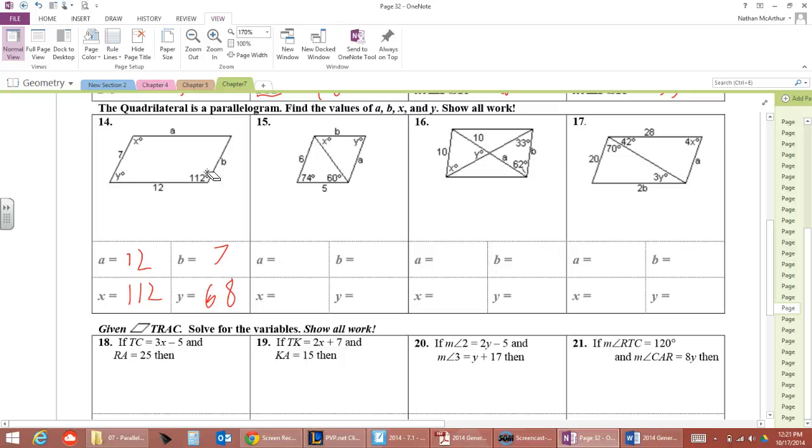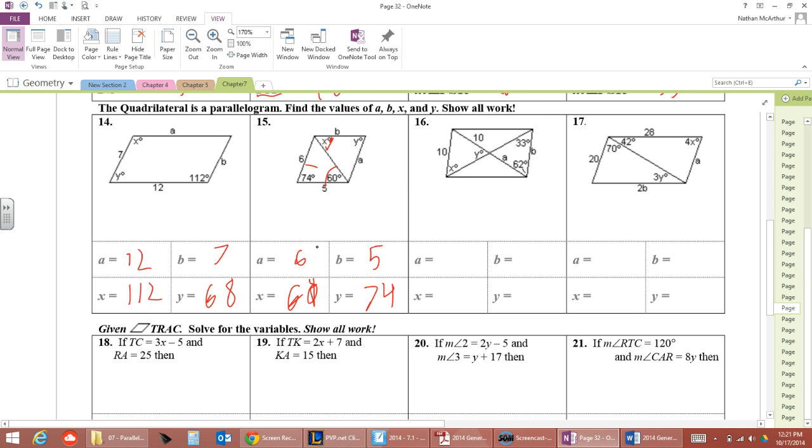Find the value of a, b, x, y. A is opposite of 6, so I say a is 6. B is opposite of 5, so I say b is 5. Y is opposite of 74, so y is 74. X, this little teeny guy over here, is alternate interior with 50, so I say it's 50.